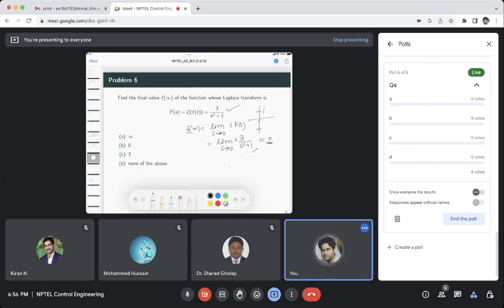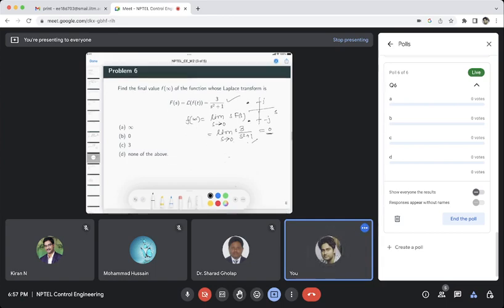J and minus j is s plane. So you cannot apply final value theorem when the poles are in the right half s plane or on the imaginary axis. But you can apply it if the poles are in the left half plane. So in that case, what will you get?